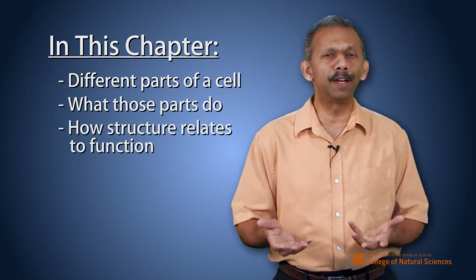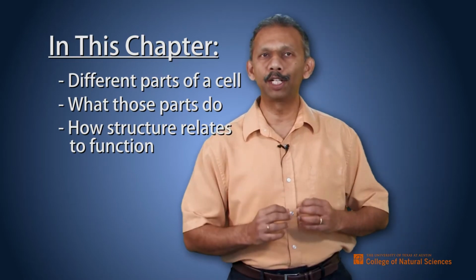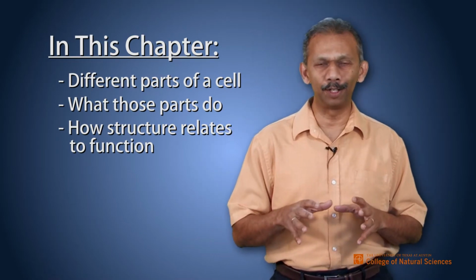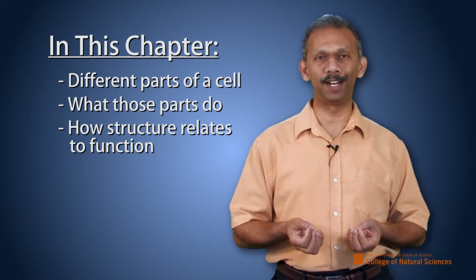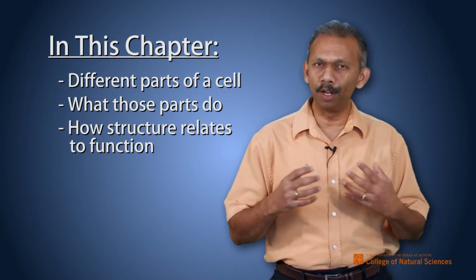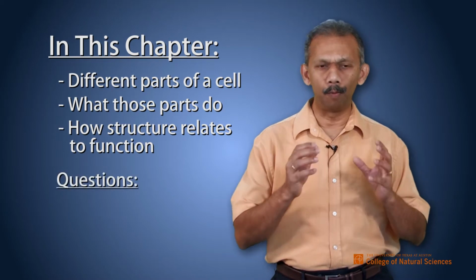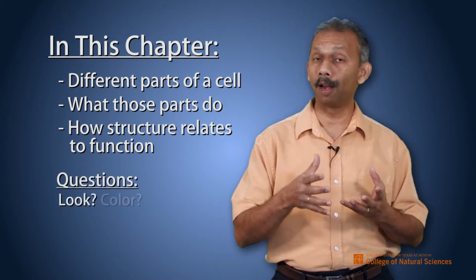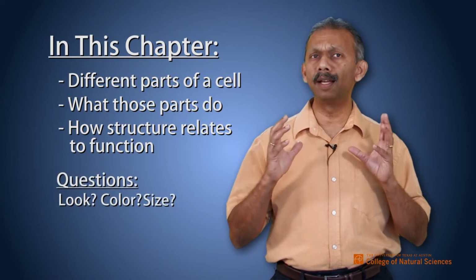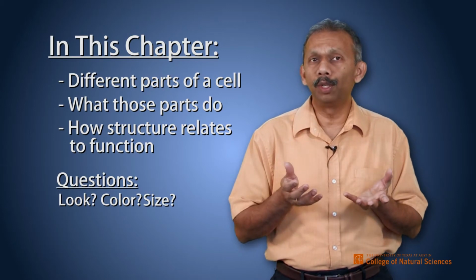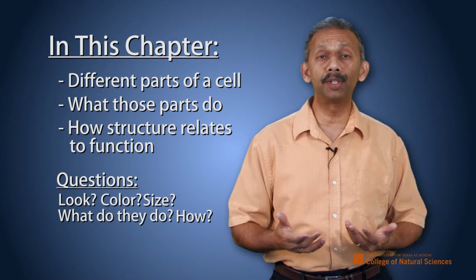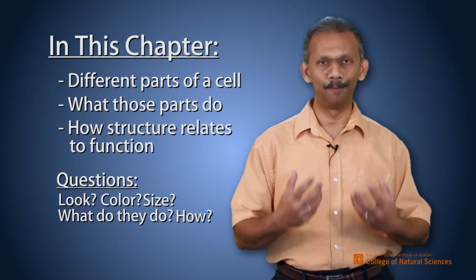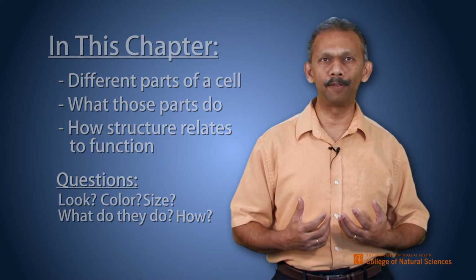Okay? So before we even get started with the individual parts of the cell and how it is related to their function, first we need to look at how we are going to study the cell. To study the cell, you must ask questions like, what do they look like? What is the color? What is the size? And then you ask the question as to what do they do? How do they do that? So these are the questions that scientists ask when they study cell structure and their function.